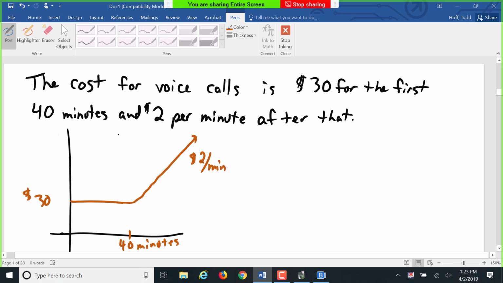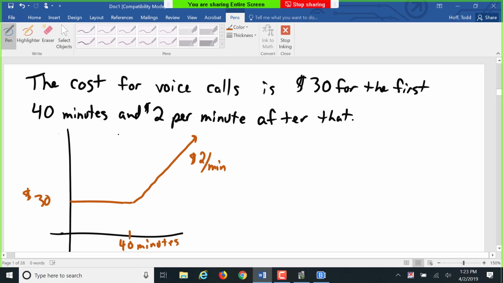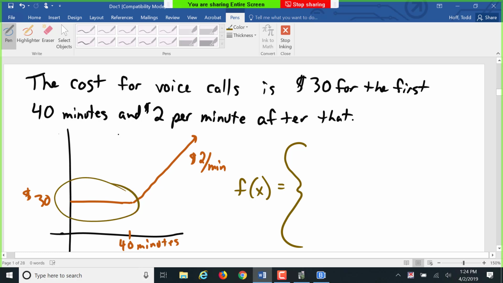So in order to define an algebraic function for the cost of this phone, we have a piecewise function. This first piece here is easy to define. How would we define that piece? Maybe not so easy to define. How would we define it?